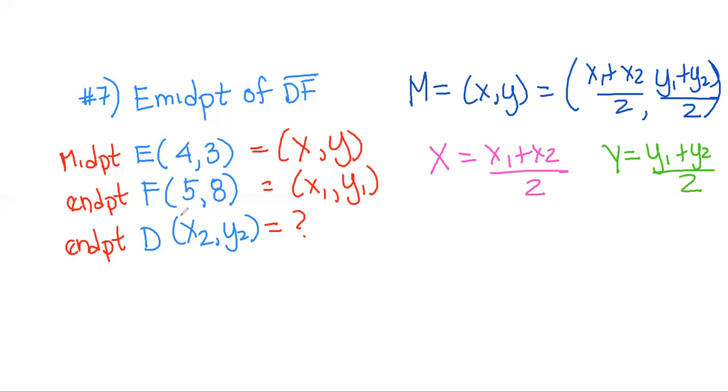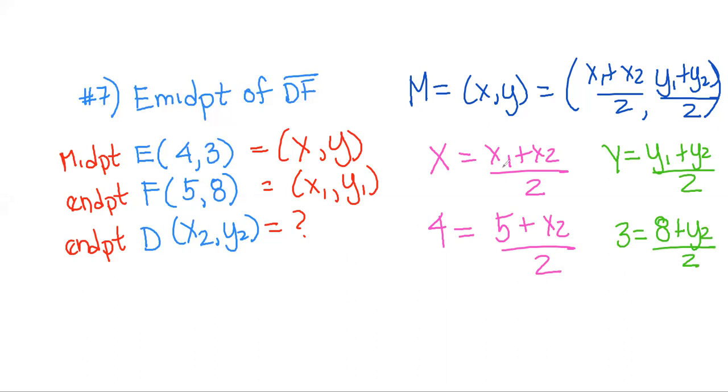So based on what I have here, what I've labeled, my X for that midpoint is 4, and my X1 is 5, and I'm looking for X2 for that endpoint, for point D. And if I did the same thing for the Y, it would be the Y is 3, that's the midpoint coordinate. Y1 is 8, and I'm looking for Y2. All right, so now I'm going to solve for X2 and Y2.